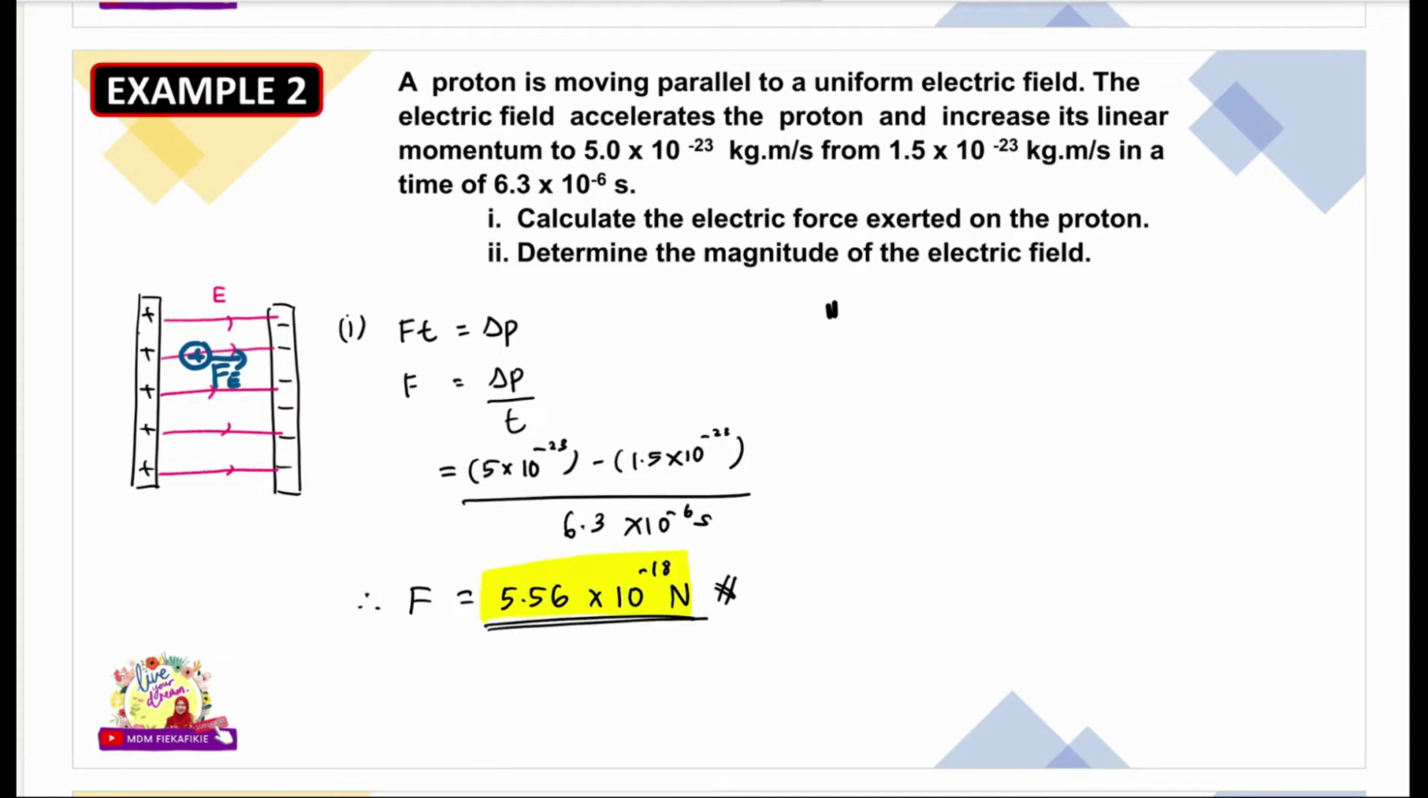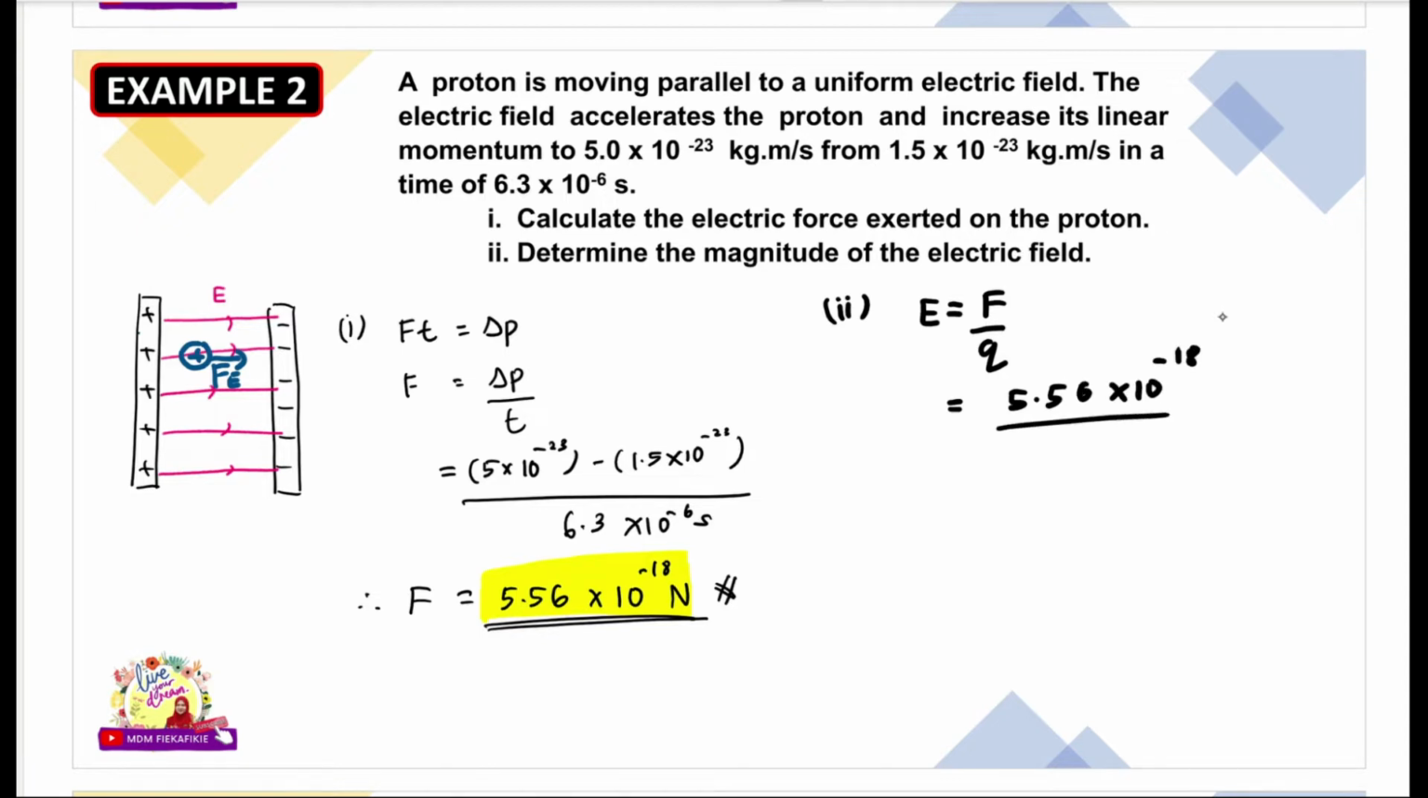Alright. Okay, so second question. Determine the magnitude of the electric field. So based on this question, we can calculate E. Since we know that electric field is equal to F over Q, where Q is the charge of the proton. Okay, so kita boleh masukkan sajalah F kita dah dapatkan tadi. Okay, we just substitute here.